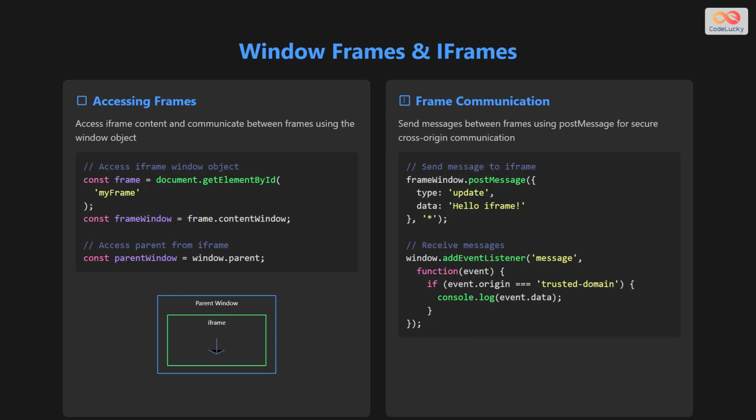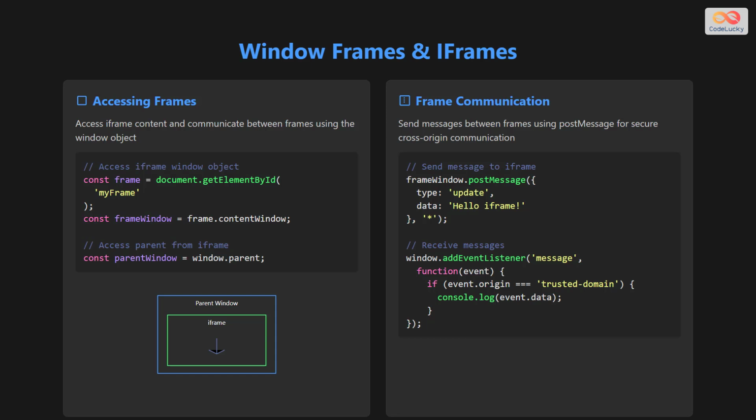Frames, specifically IFrames, are used to embed another HTML page into the current HTML document. To access the content of an IFrame, you first get the IFrame element using its ID, then access its window object through the contentWindow property. To access the parent window from the IFrame, use window.parent.